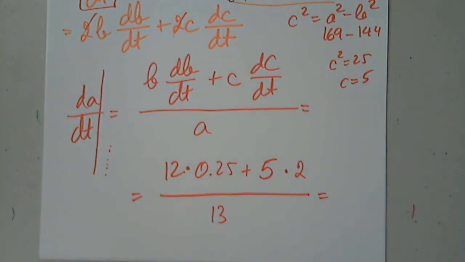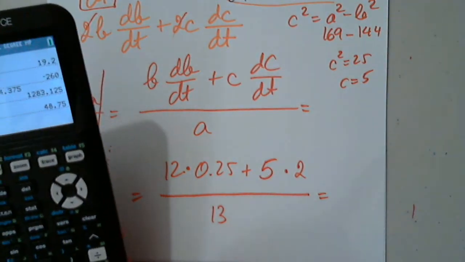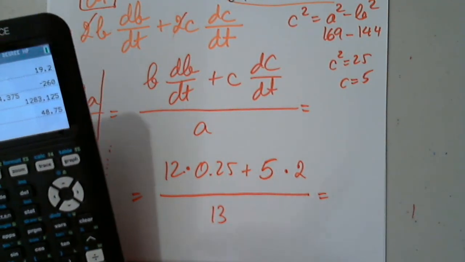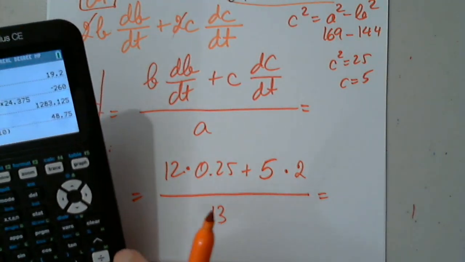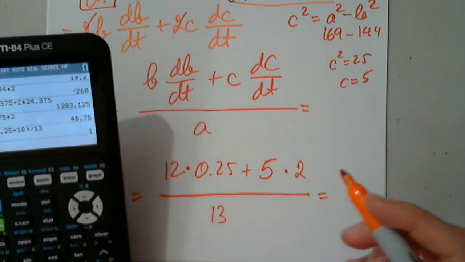And now I have to punch this in the calculator. Careful how you do it. Put parentheses around the top. 12 times 0.25 plus 10, and I divide by 13. I got 1.